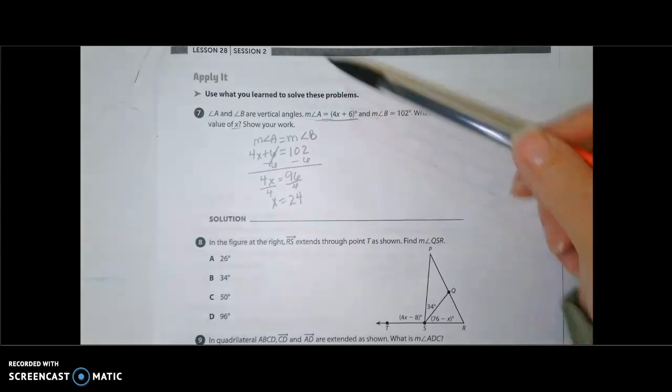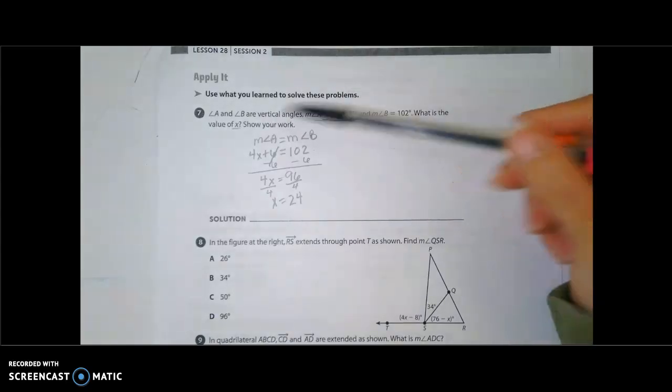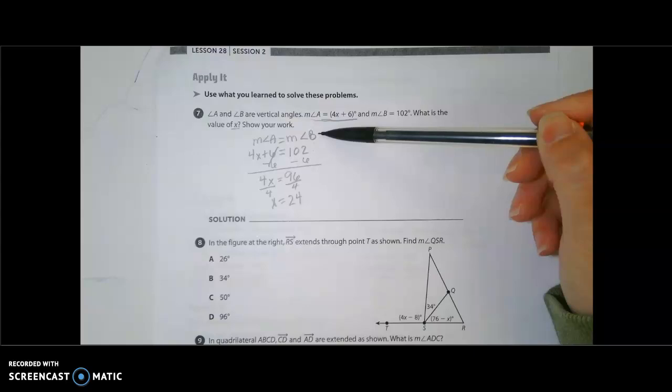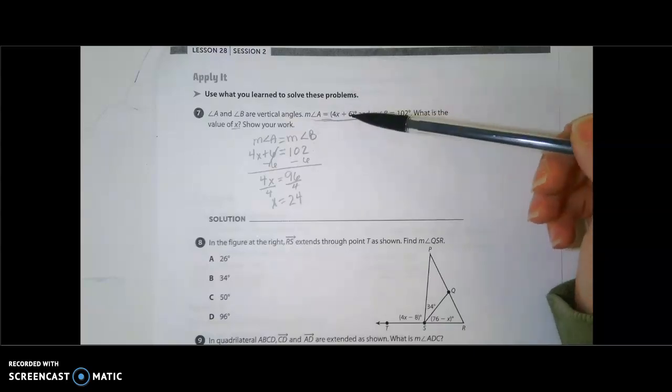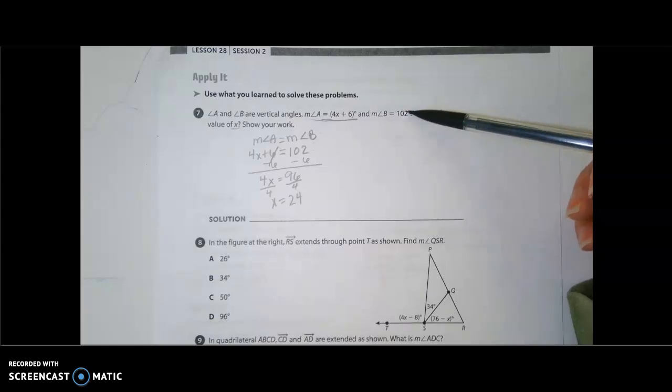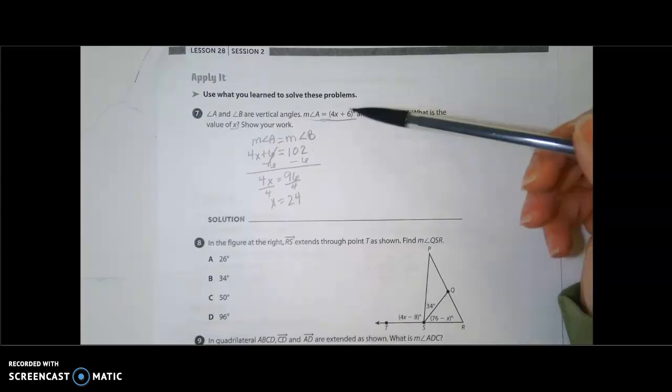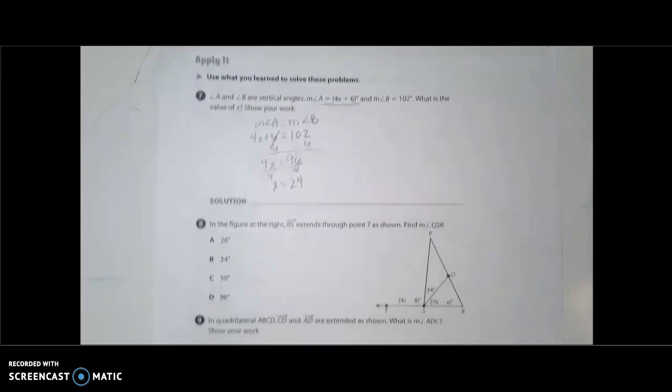So again, just stepping it through, they are vertical angles, therefore they are equal to each other. Once I know they're equal to each other, I can set what measure A is equal to 102, which is what measure B is equal to, and then solve for x.